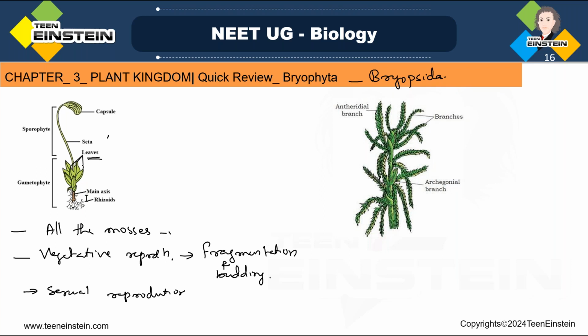These are the leaf-like structures. This is the main axis and these are rhizoids. It's very clear. This diagram you need to learn.